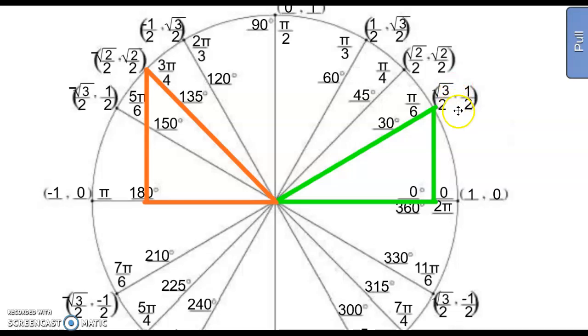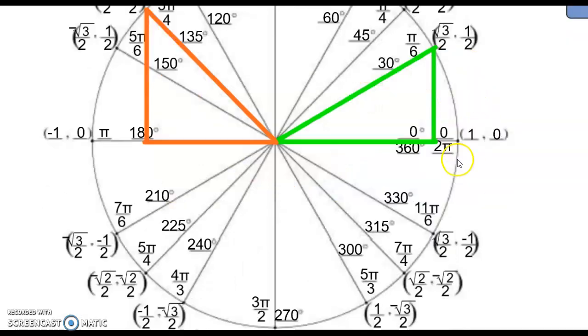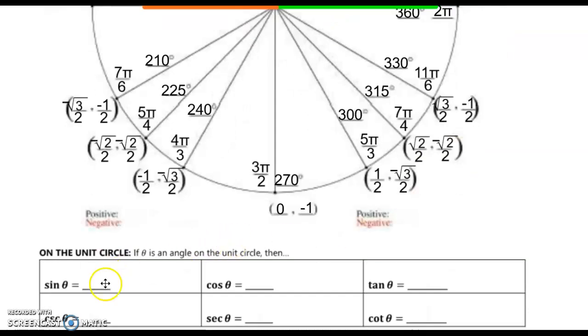So to find the sine of an angle using our unit circle, all we need to do is find the y-coordinate at that point. So on the unit circle, the sine of an angle is equal to y.